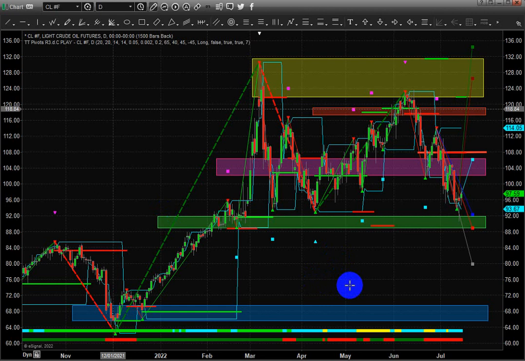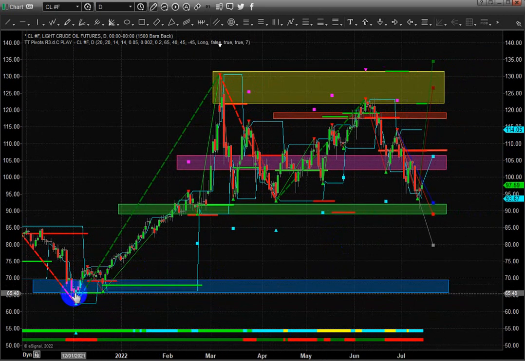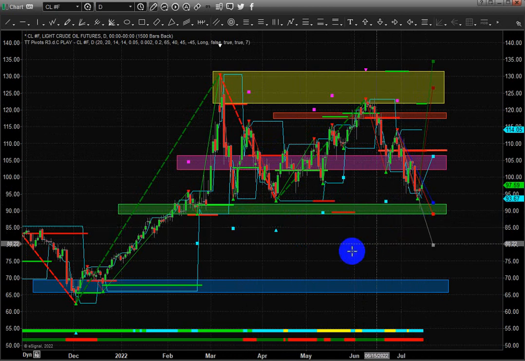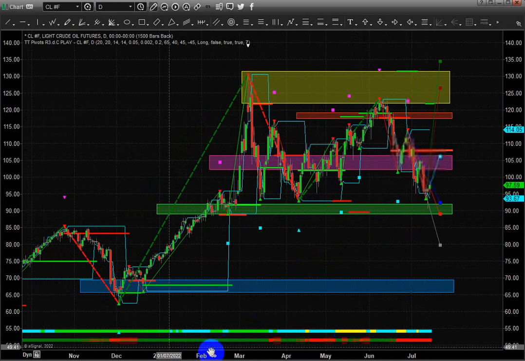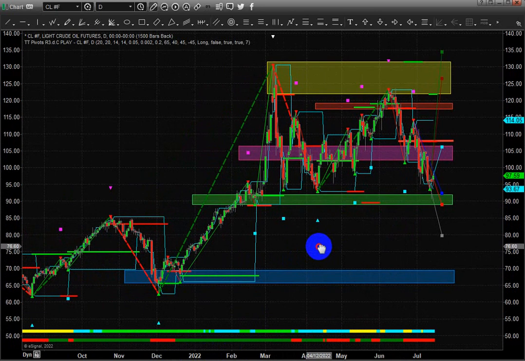I thought we'd take a look at crude oil using my Fibonacci modeling system here on this daily chart. As you can see, we've got a crude oil chart showing the rally from December of 2021 all the way up to the peak here, and then rolling back through this cycle trend and now down to where we are at 97.59.